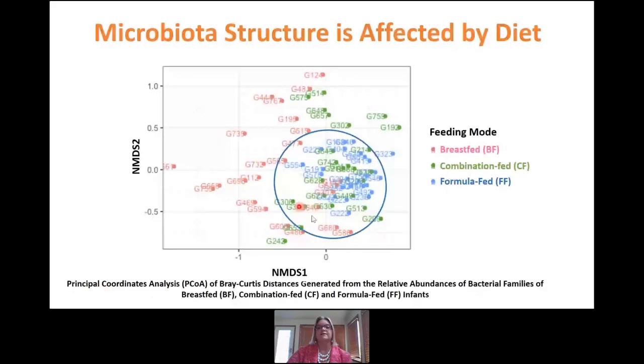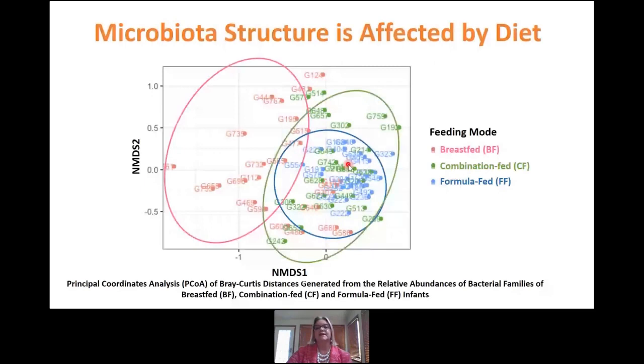So these are the formula fed. You can see they cluster quite tightly compared to the breastfed, and these groups are significantly different. But what really surprised us is that the combination-fed infants were actually clustering more closely with the exclusively formula-fed than the exclusively breastfed. But again, we're showing a broad variation, likely due to the fact that we had from 8 to 95% human milk being consumed.